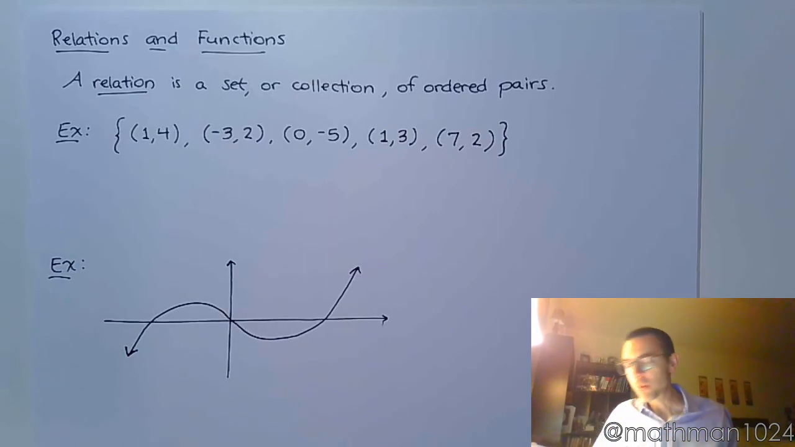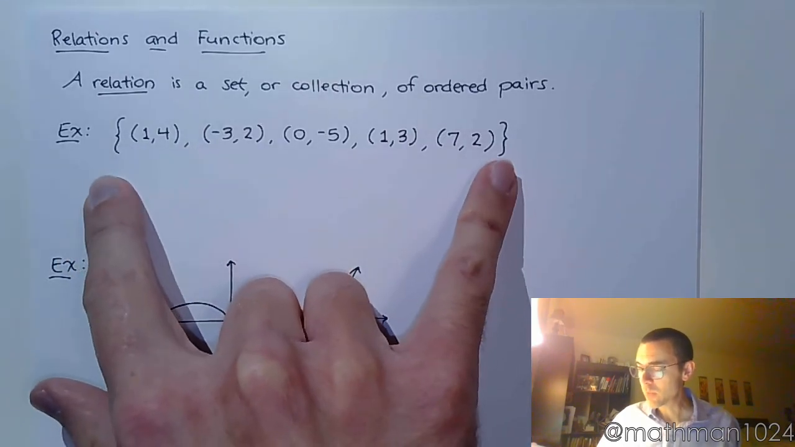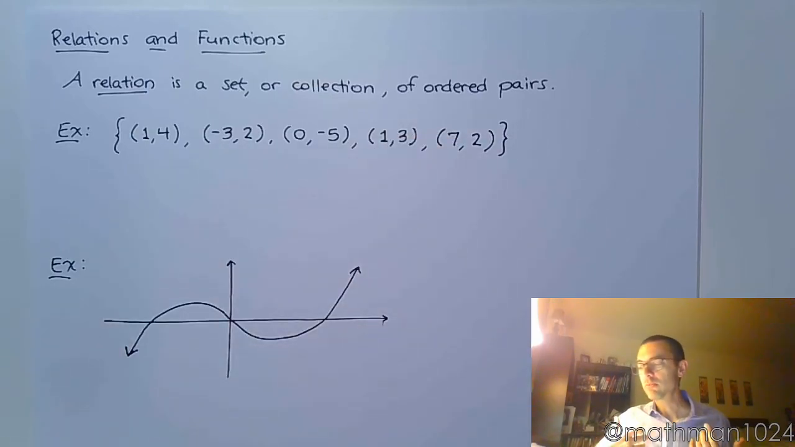So, pretty simply, a relation is a set or a collection of ordered pairs. And you can see that I've got an example here. I'm using this set notation right here, and I've got 5 different ordered pairs listed. That describes a relation. Okay, a relation is just a connection between x and y. You may not know what it is, or there may be a formula behind it, but it's just a relation.